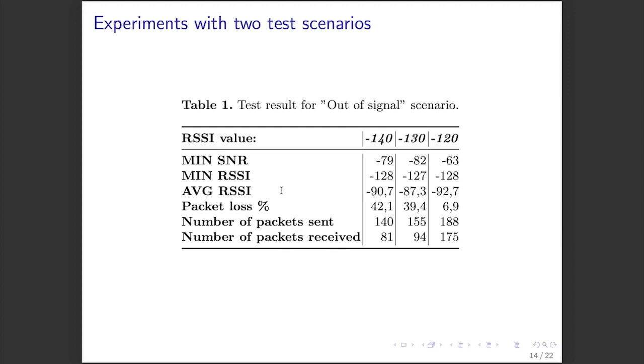So for the results of the out of range scenario, we tested different received signal strength indicator values of minus 140, 130, and 120, and we can see that because we are so densely populated with buildings in this area, we are not able to get the optimal RSSI values. So here we get a lot of packet loss with this strategy, because we are not able to actually send the out of signal message. But if we consider the RSSI value of minus 120, at this threshold we are able to keep the packet loss at a minimum of 7%, or 6.9%.